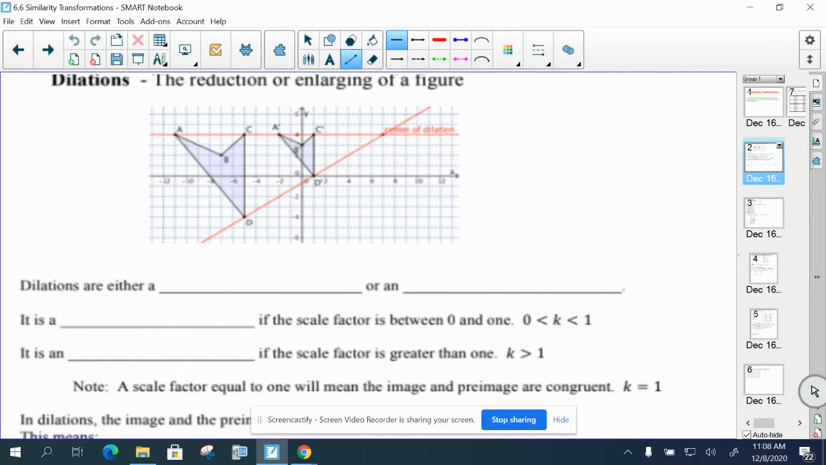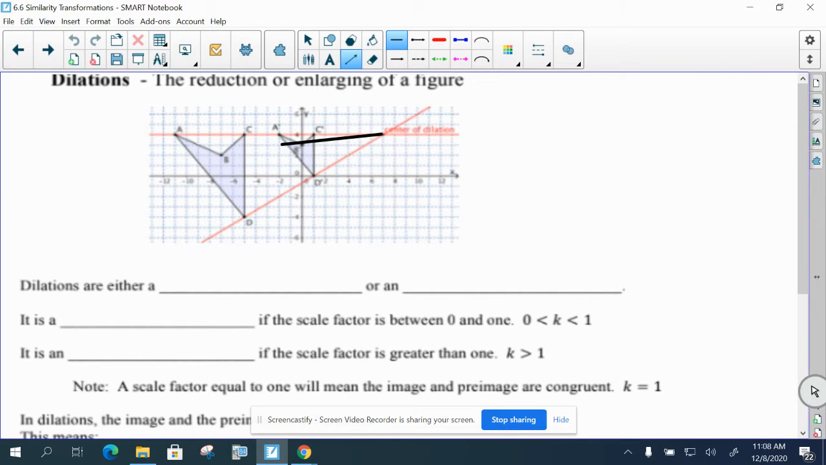One other thing that I could point out to you here is if I drew a line through the center of dilation and through point B, it also goes through point B prime. Okay, so the slope will be consistent as well. All right, and here you can draw a line through the center of dilation, point D and D prime. So that's what we're going to talk about in this lesson.